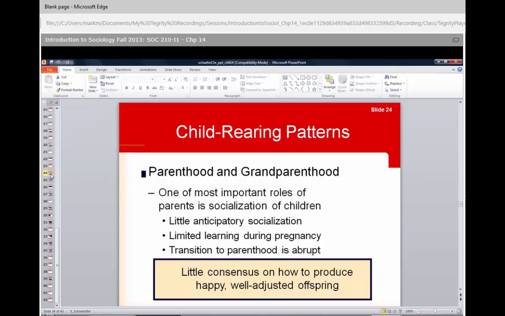All right, so maybe one bottom thing to consider here is there's very little consensus or agreement on how to produce happy, well-adjusted offspring, and there's no shortage of opinions there because you can find all types of experts. I know in the past, Dr. Spock in the 60s was very influential, and who was to say that was really good advice.